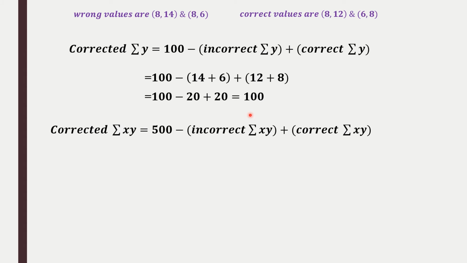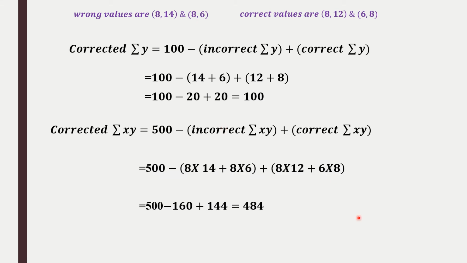Now summation of xy. Again, from the summation given in the problem, we have to subtract the incorrect values and add the correct values. Now it is summation x into y. When we take this coordinate x comma y, x into y will be 8 into 14 plus 8 into 6. This is a wrong one. And the correct one will be 8 into 12 plus 6 into 8. So we are subtracting the incorrect values and adding the correct values.